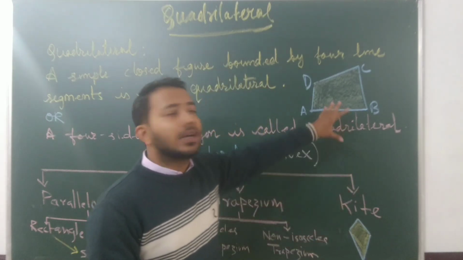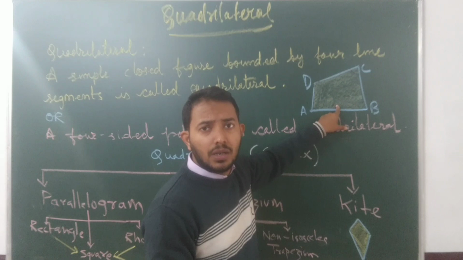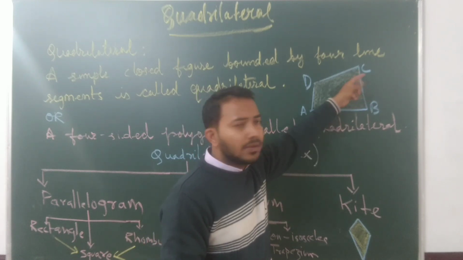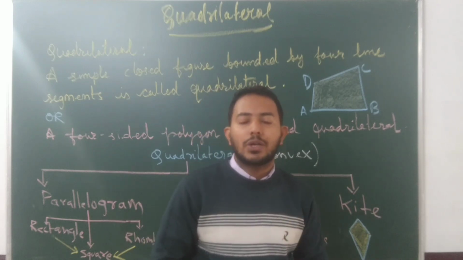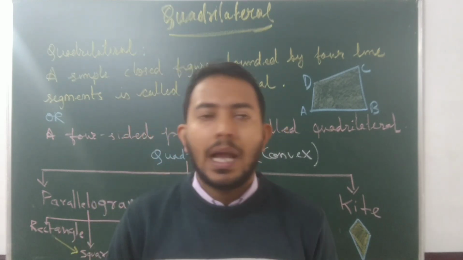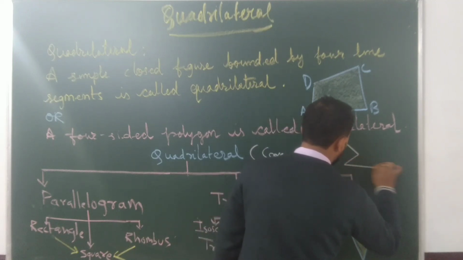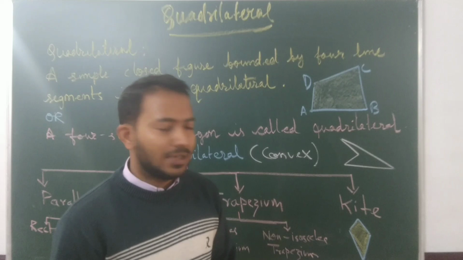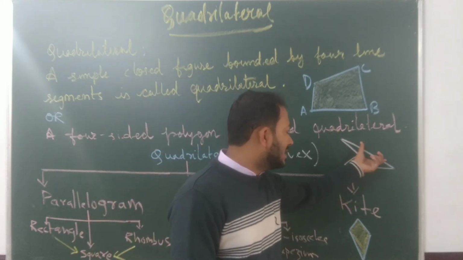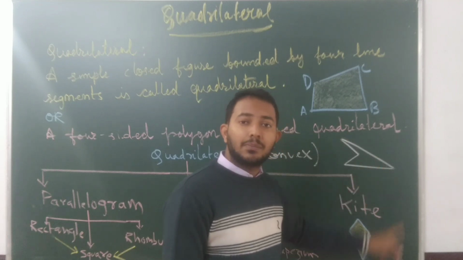You can see this figure. This figure is closed, it is simple, and has line segments. Four line segments you can see here. So this type of figure we call a quadrilateral. And another type is also here. You see this part. This is another quadrilateral. As you can see, four sides, four line segments, closed and simple.